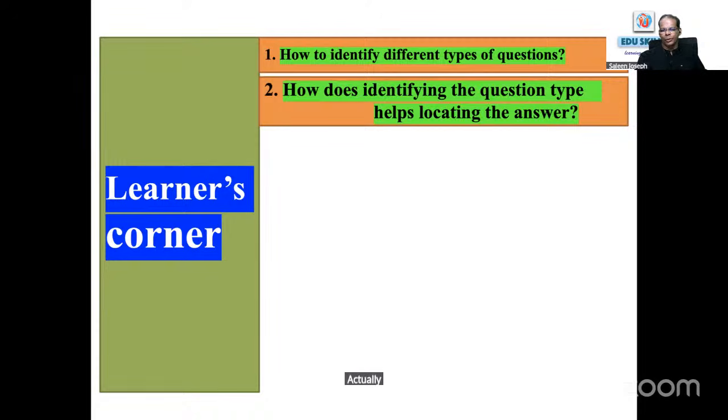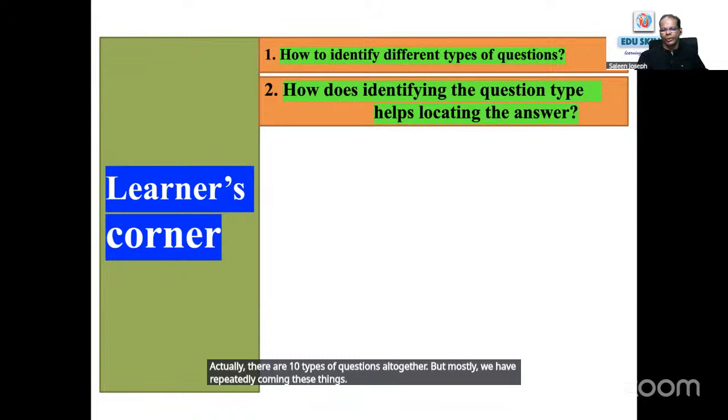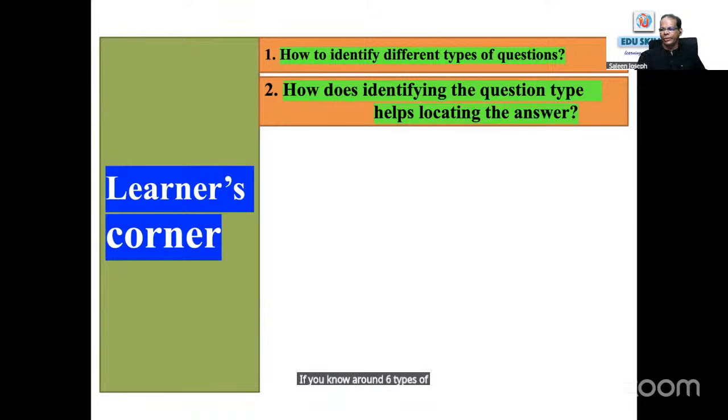Actually, there are 10 types of questions altogether, but mostly we have these repeatedly coming. If you know around 6 types of questions, definitely you can score some 400. But if you know 10, you can score 500.